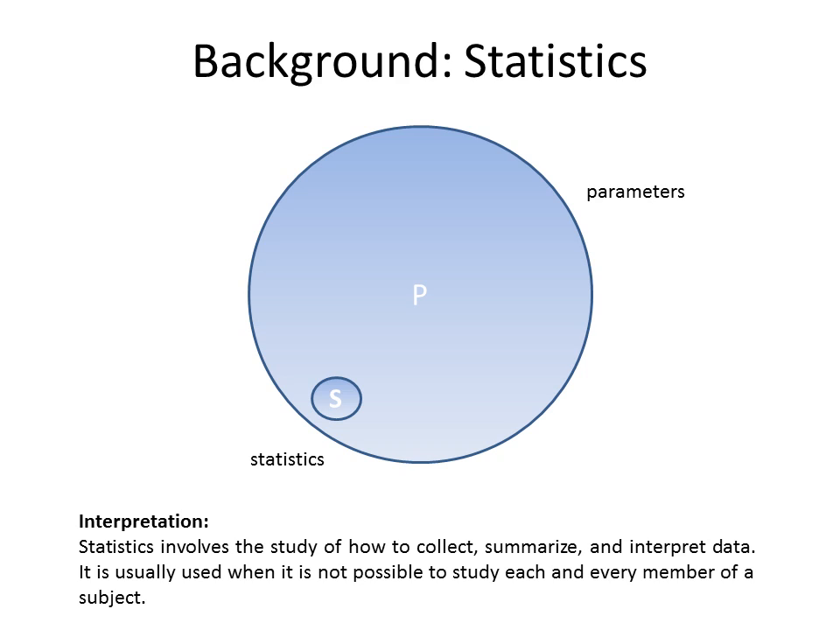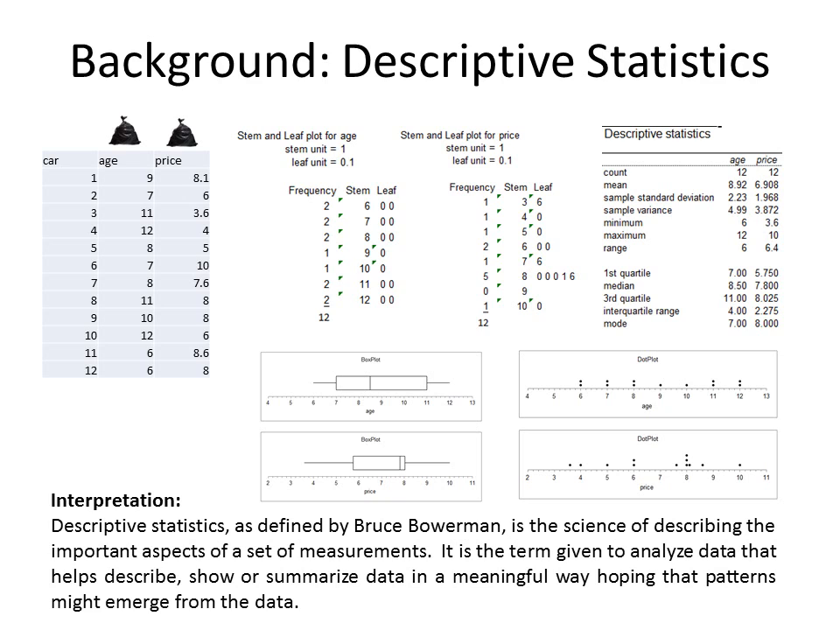For example, we may want to know the mean, which is the average value of the data. The mean is just one of the various attributes of descriptive statistics. Descriptive statistics, as defined by Bruce Bowerman, is the science of describing the important aspects of a set of measurements. It is the term given to analyzing data that helps describe, show, or summarize data in a meaningful way, hoping that patterns might emerge from the data.